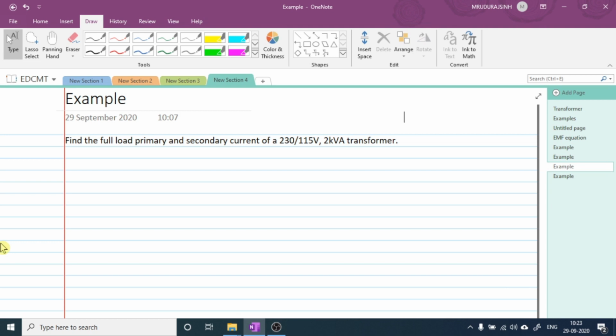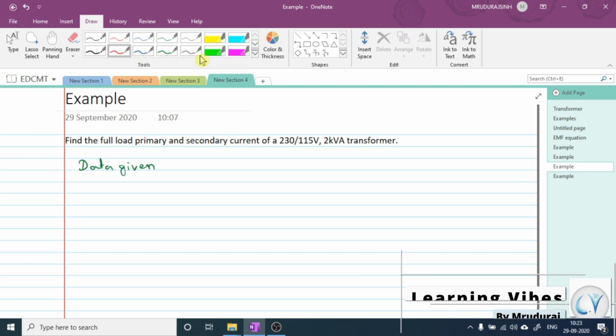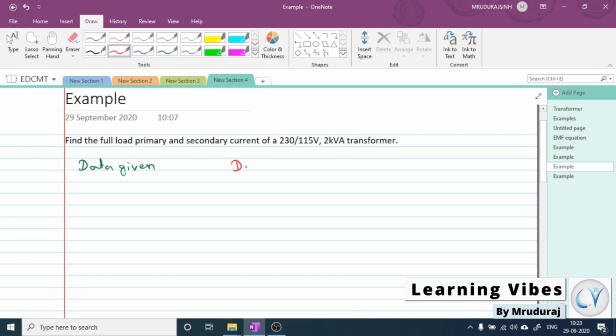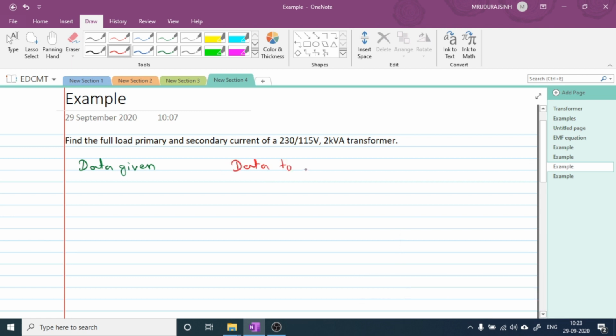So here we will start with this simple example, and first of all we will take our green pen and write data given. So whatever the data is given we will write over here, and the data given is find the full load primary and secondary current. So initially it has started with findings, so we will write data to find. So we need to find primary current, so we will write primary current as I1 and secondary current, so we'll call it I2.